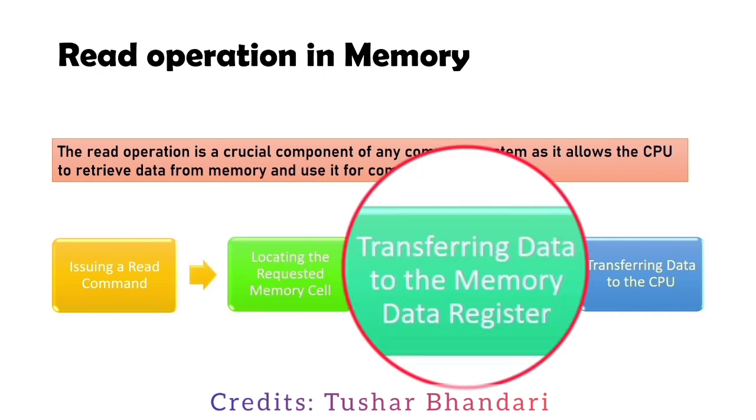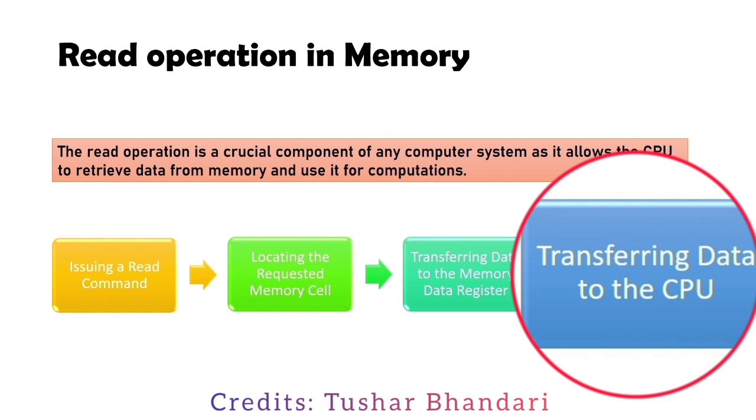In the next step, the requested data is transferred to the MDR. Once the memory cell is located, the data it holds is transferred to the memory data register, that is MDR, which is a special register that acts as an interface between the CPU and the memory system. Think of the MDR as a temporary storage area for the data that is being read from the memory.